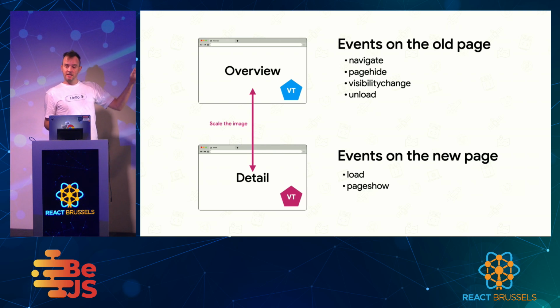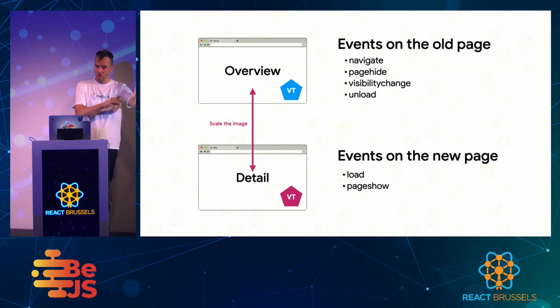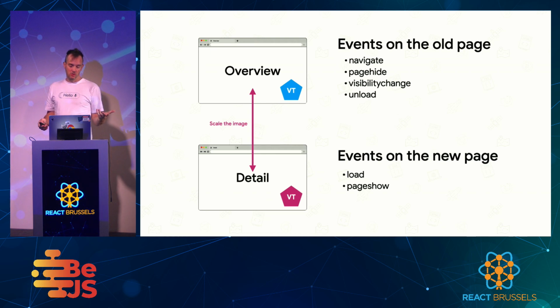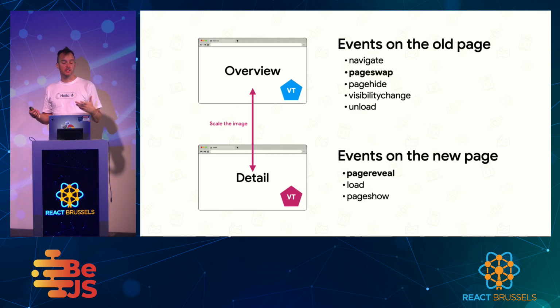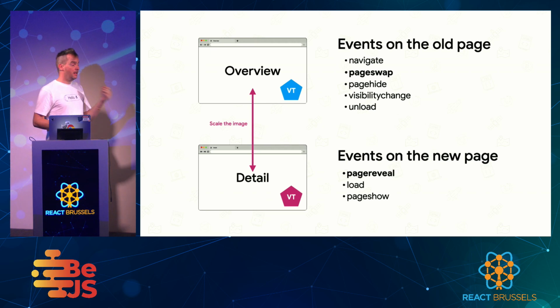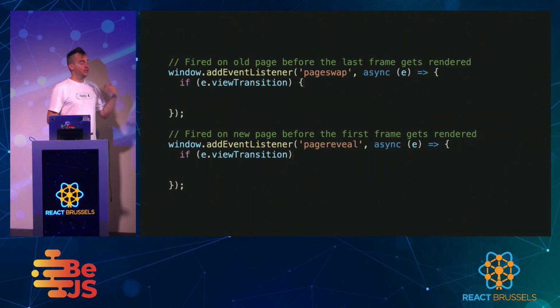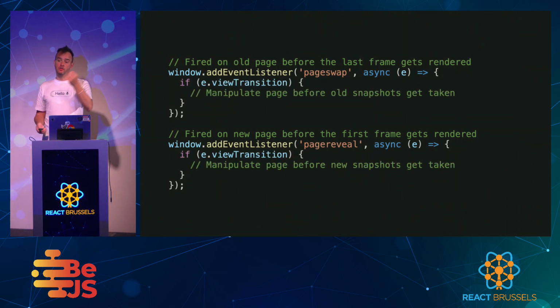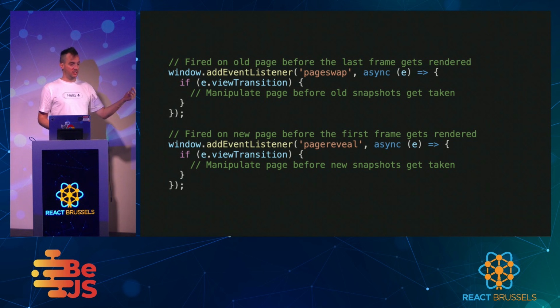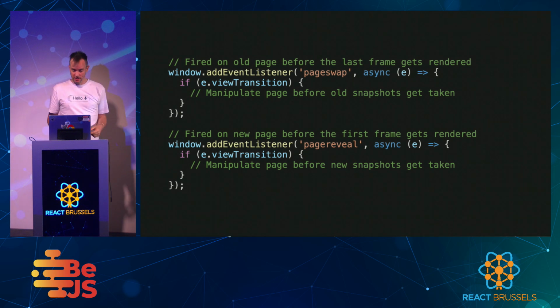Then pagehide, the second one, fires too late because the page is already hidden, and maybe you wanted to change the view transition names on certain elements before that happened. So we had to create two new events for you. On the old page, we have pageswap, and on the new page, we have pagereveal. In those events, if a view transition is happening because you have opted in, you can manipulate the view transition. So if e.viewTransition is set, go change it.